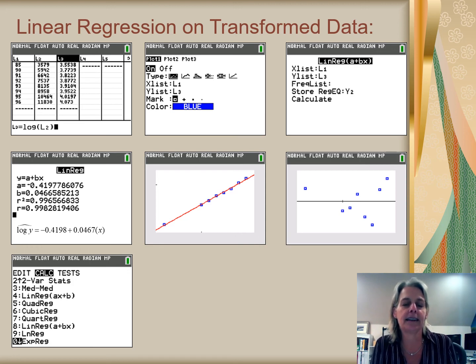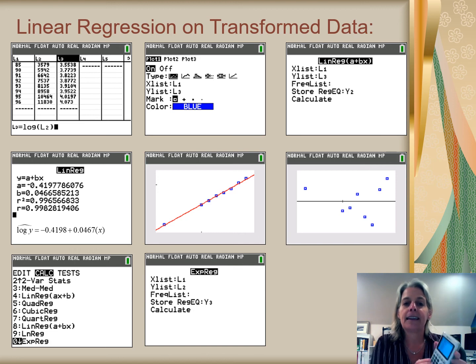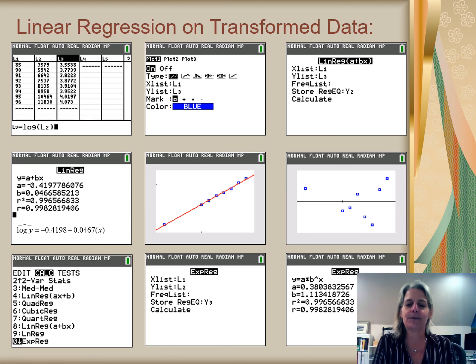So now that I know that the exponential model is a good fit for my data, or a better fit for my data, I can go in and do exponential regression. And so what I'm going to do is go back to Stat, scroll over to Calc, and go down to 0, or number 10, and select exponential regression. I want to do exponential regression on my original data, list 1 and list 2, not list 1 and list 3. So I'm going back to my original data, list 1, list 2, and I'll store that in my Y3. And then what the calculator gives me.